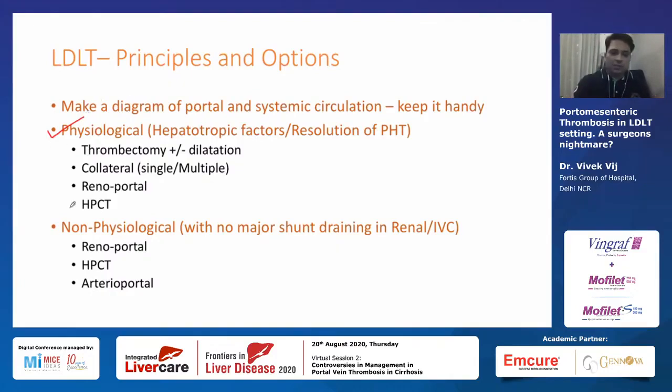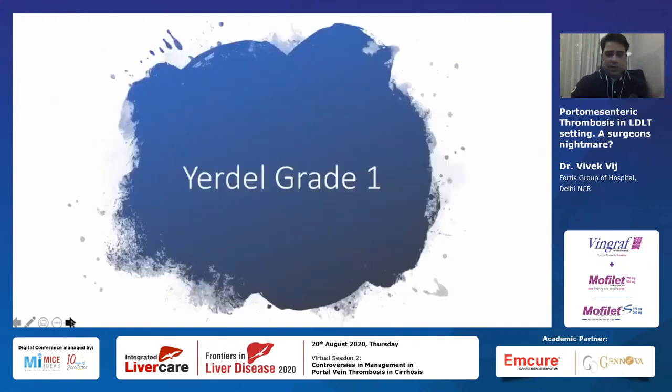But when these options are not available, a surgeon has to resort to what is called a non-physiological anastomosis or reconstruction, which can be either renoportal, or HPCT, hemiportocaval transposition, or arterioportal anastomosis. So with these things in mind, I would like to take you through the journey of the different Yerdel classifications and what we actually did in those cases, and then go on to present the results of what we did.